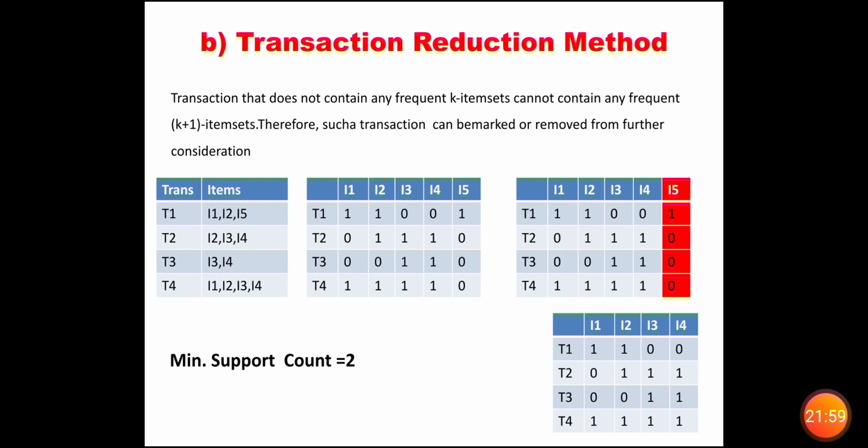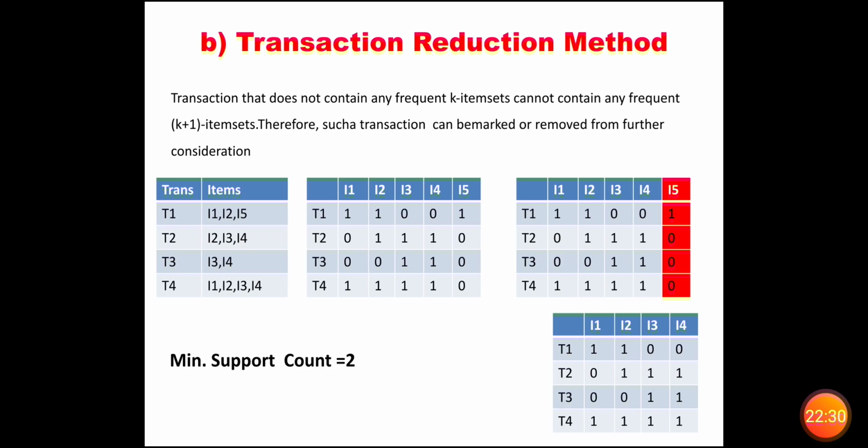The same way for I3, if you take 0, 1, 1, 1, the sum will be 3. This is greater than the minimum support count, so it will be considered. In the same way, for I4 we are also getting 3, with 1, 1, 1. So I4 also will be considered, because it is greater than the minimum support count too.